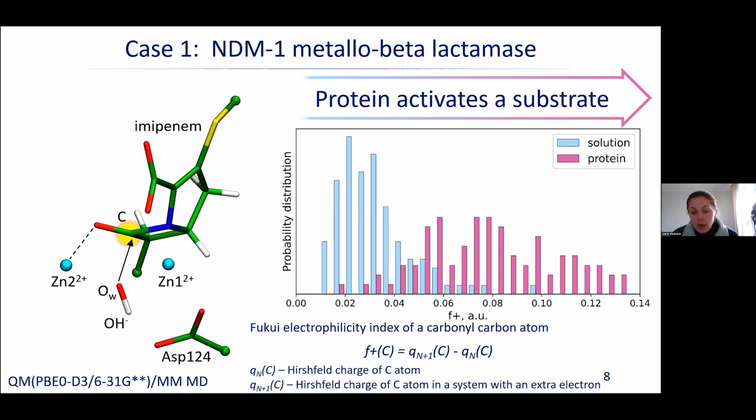And for imipenem in solution, these indices are small in the entire trajectory, and for protein, the distribution is wide, and there are values with quite high electrophilicity indices. That is an indication that in protein, there is a huge fraction of states with the imipenem being ready for the nucleophilic attack. So here is one example.